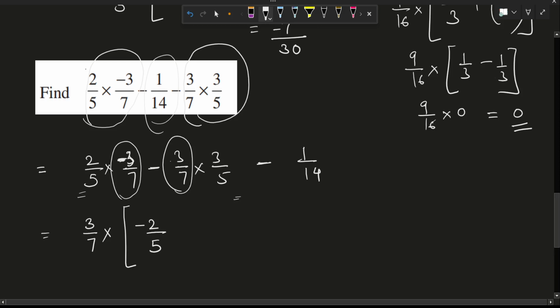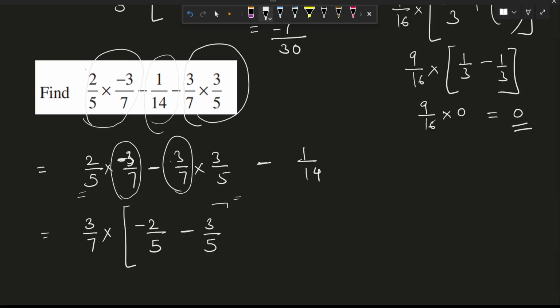I have taken only 3 by 7. Negative sign left. That negative sign will go to this number 2 by 5. Clear? Now only 3 by 7 has gone. So this is what is left over here, 3 by 5. I hope the step is clear. And minus 1 by 14 as it is I'm copying.